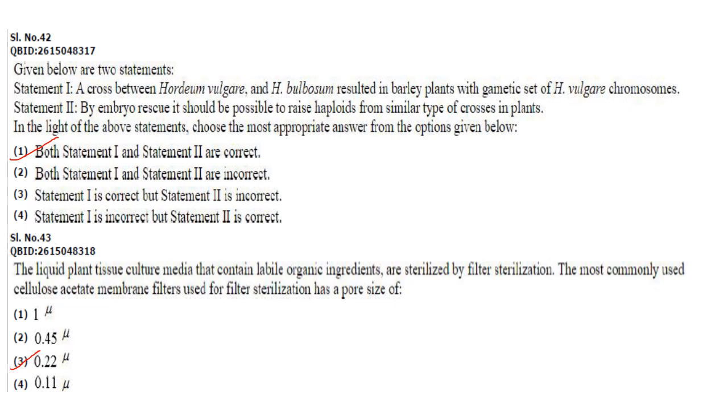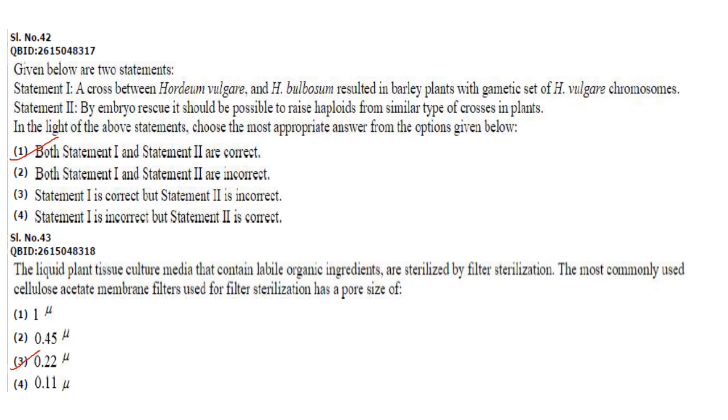Then next one. A cross between Hordeum vulgare and Hordeum bulbosum resulted in barley plants with gametic set of Hordeum vulgare chromosomes. Okay, that is correct. By embryo rescue, it should be possible to raise haploids from similar types of crosses in plants. That is also correct. So both statement 1 and 2 are correct.